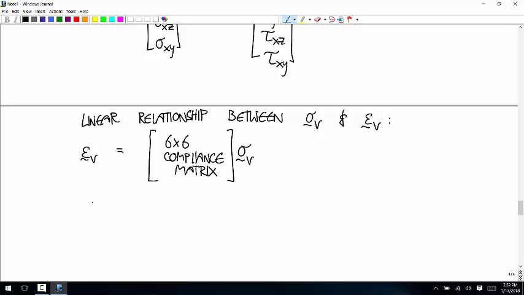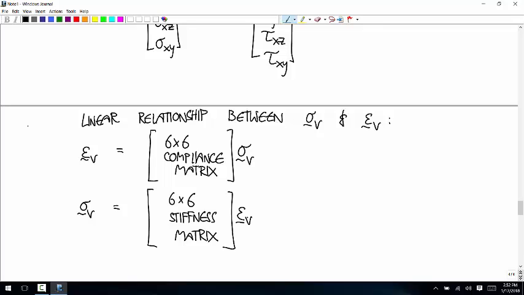Okay, one more thing. The Voigt stress, if you want to express it the other way, you can do it by inverting this matrix. Your calculator will invert this matrix for you, and then you get that the Voigt stress is equal to a different 6x6 matrix called the stiffness matrix times the Voigt strain. And those two matrices are inverses of each other. Any questions? Okay.